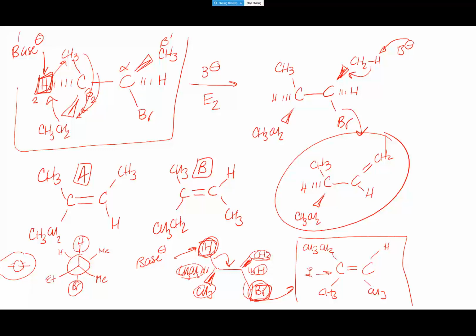If the geometry was such that the methyl groups were one bold, one dashed, then they would end up trans, but in this case, they're cis. So this geometry sets up the transition state, and this geometry gives that product.